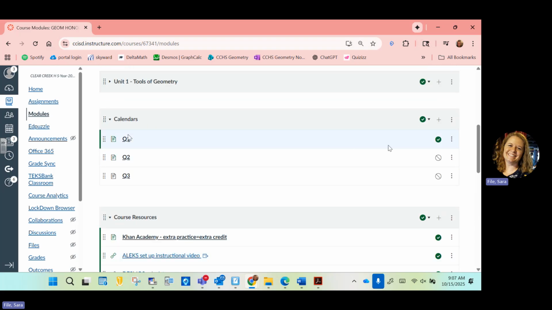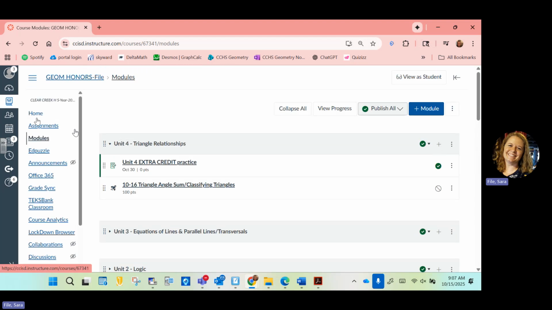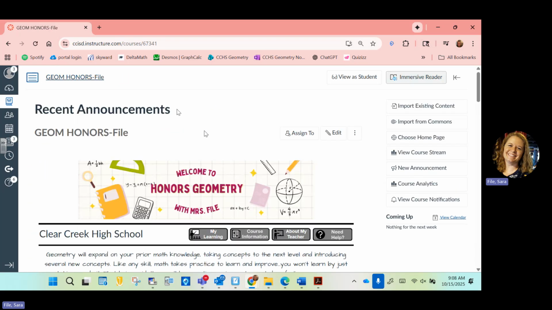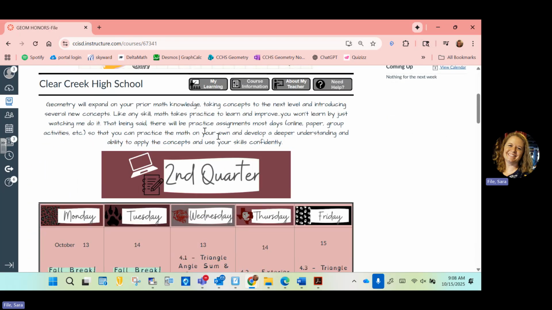Y'all should be able to see Q1 here under calendars, and you can go back and look at Q1 stuff if you ever need to. It didn't disappear. It's still there, but I moved it from the homepage. The homepage is now Q2. So we are halfway through the semester.